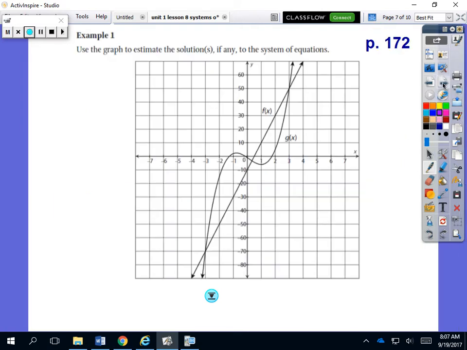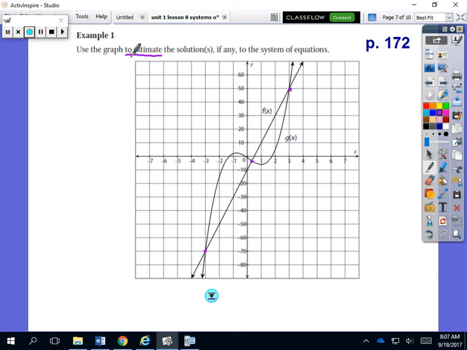Now let's go back to the book and do the examples. If you go to page 172 in your book, you'll see this graph. If you're given a graph and told to find the solutions, you're just going to go to the points where the two graphs intersect. Here, here, and here. We can see this point and this point are going to be easy, but this one we're going to have to kind of estimate. That's why it says estimate the solutions.